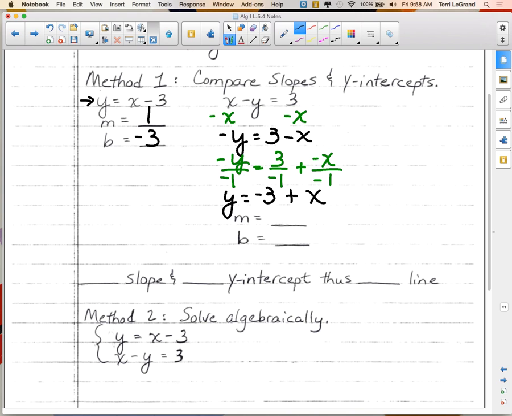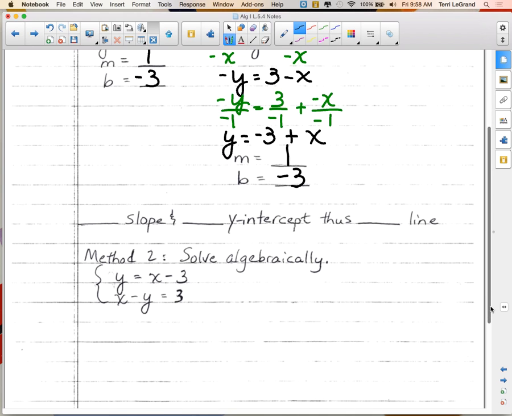Okay, what's the slope of this one? 1. What's its y-intercept? Negative 3. Remember, we're comparing their slopes and y-intercepts. What's true about their slopes? Same slope. So we would write same slope. What's true about their y-intercept? Same y-intercept. If they have the same slope and the same y-intercept, what's true? They're the same line.